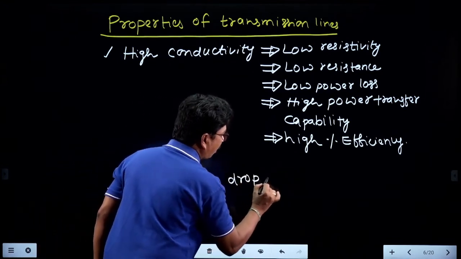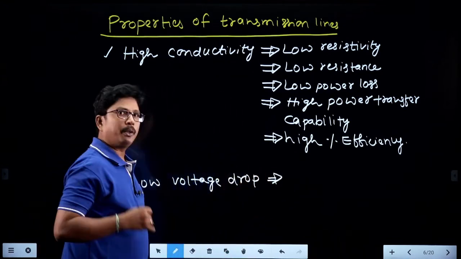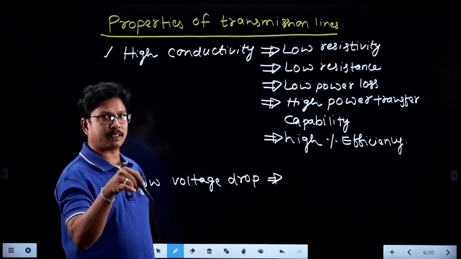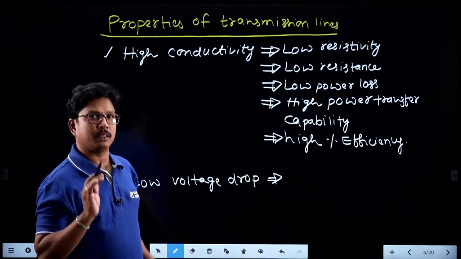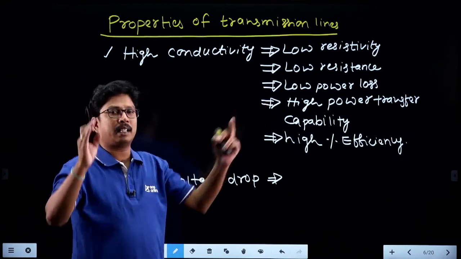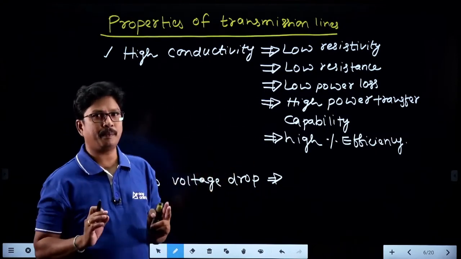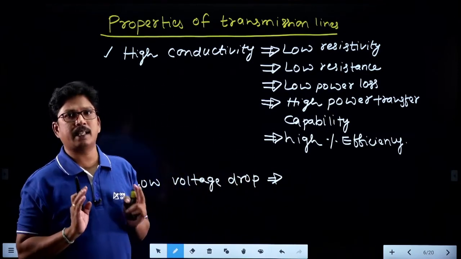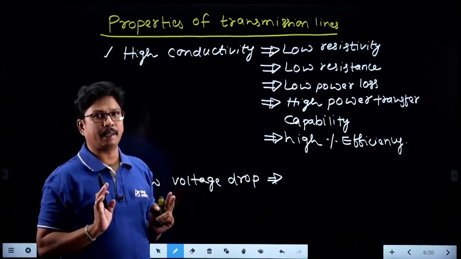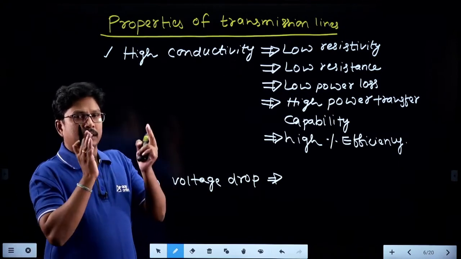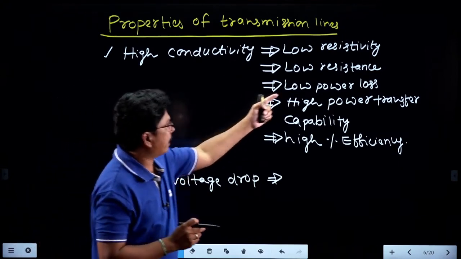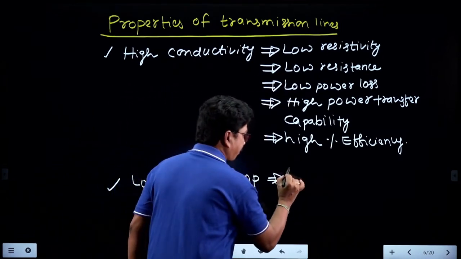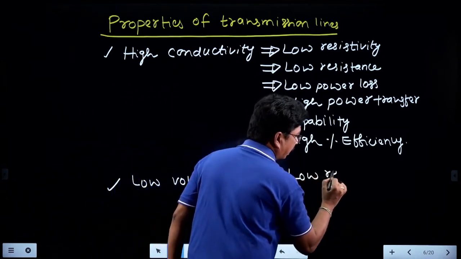Tell me, students, how can you get low voltage drop? You can get low voltage drop whenever the transmission line has less resistance and less reactance. In a transmission line, we can model it as R plus jXL. We get the voltage drop in the series resistance and the series reactance of the transmission line. The series resistance I have already given here. It has low resistance, so I am giving low reactance.